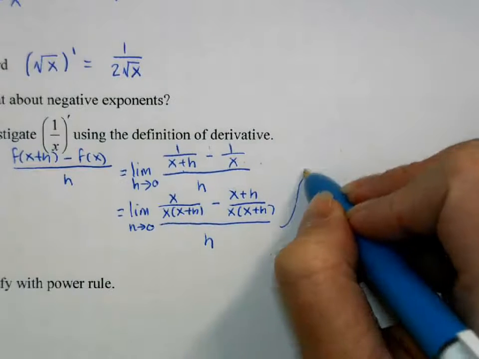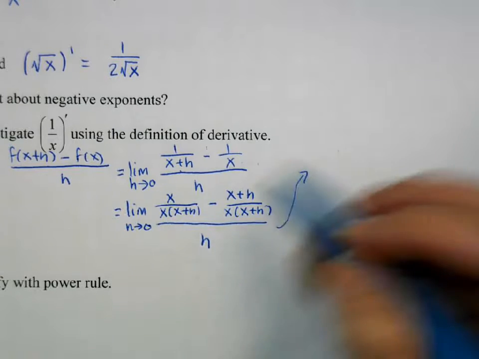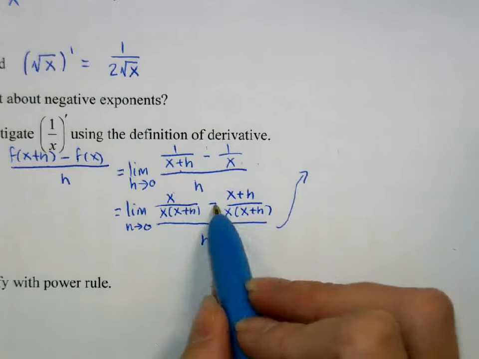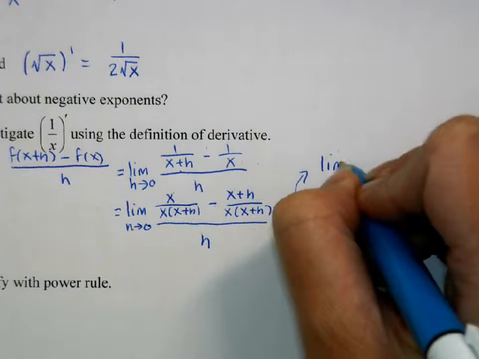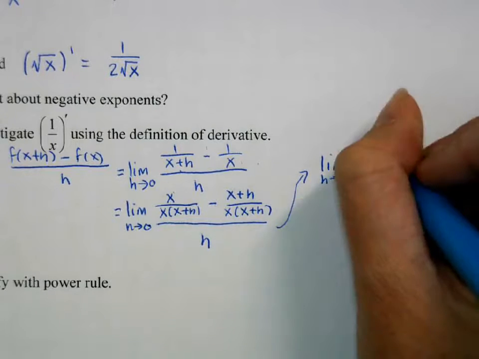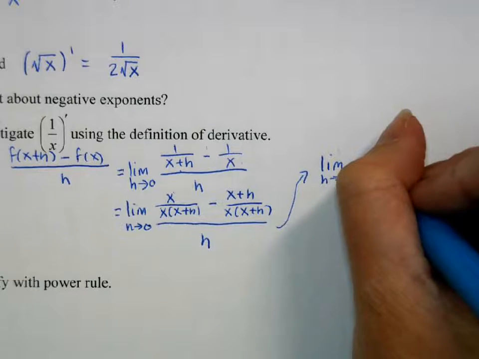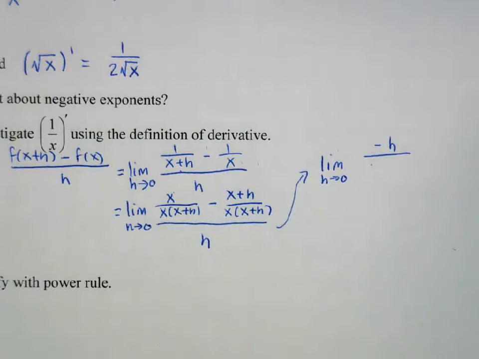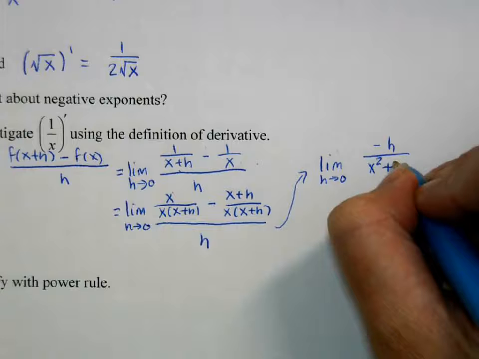So if I combine these, we're going to have x minus x. So we just have a negative h. So the limit as h goes to 0, we're going to have a negative h over an x squared plus xh. Then I'm going to multiply that, rather than dividing by h, by 1 over h.